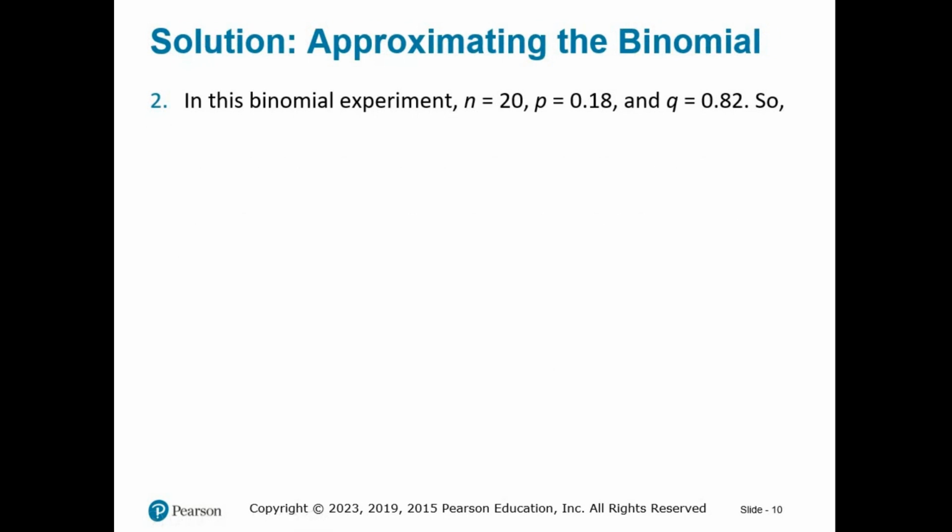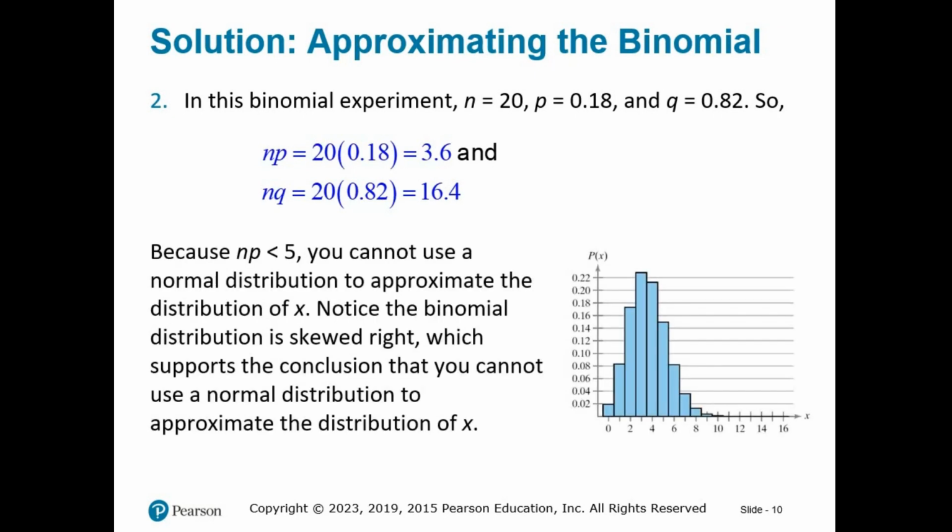In this binomial experiment, n equals 20, p equals 0.18, and q equals 0.82. So we perform our products of n times p and n times q. For the first one, we get 3.6, and the second, we get 16.4. Okay, we have a problem here. Because n times p is less than 5, we can't use the normal distribution to approximate the distribution of x, and the graph supports this conclusion.